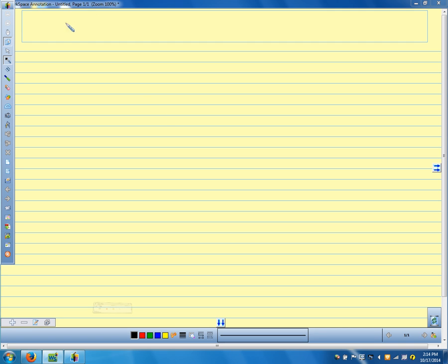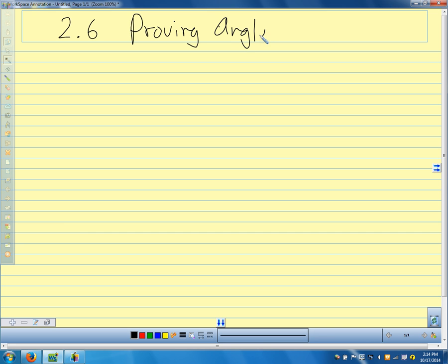All right, so last section of chapter 2. So well designed.